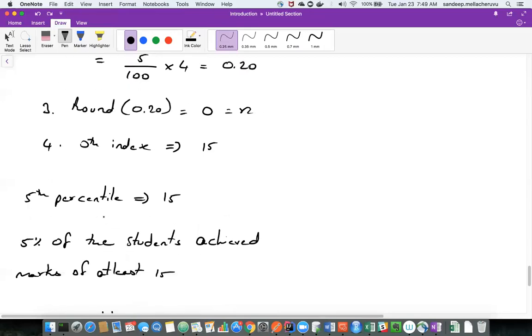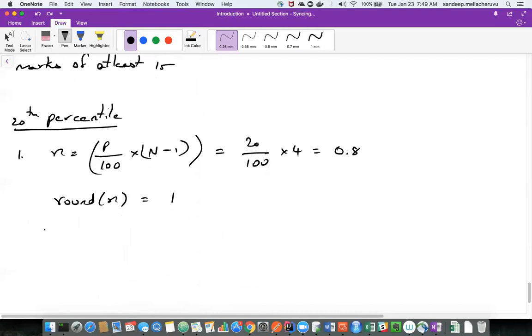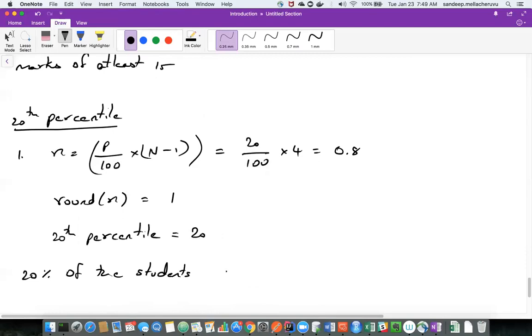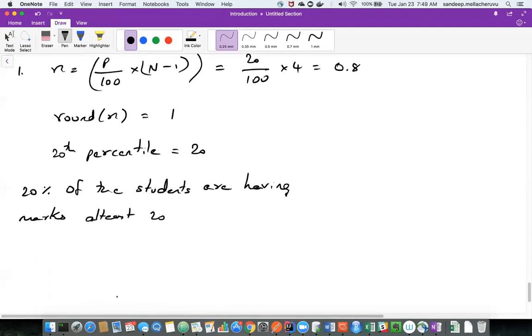So the answer here is, the 20th percentile is equal to 20, which means 20% of the students are having marks of at least 20. That's how you can do this. Okay, that is the interpretation part.